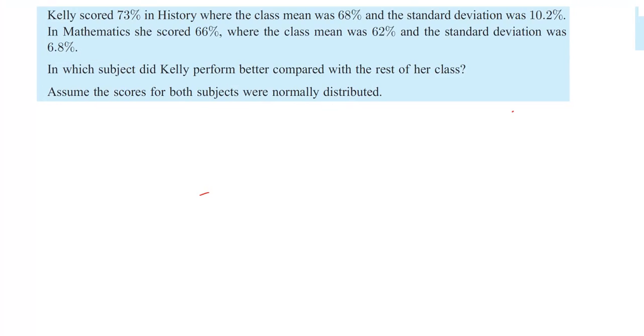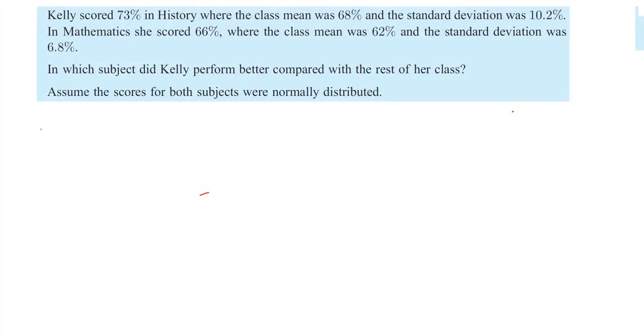So in this first one, we're going to compare two different scores in two different distributions to see which one was the best. Kelly scored 73% in history, where we're given the class mean of 68% and a standard deviation of 10.2%. And then in math, she scored 66, where the class mean was 62% and the standard deviation was 6.8%. So we now need to work out in which of these two classes, history or math, did she do the best in comparison to the other people in her class.